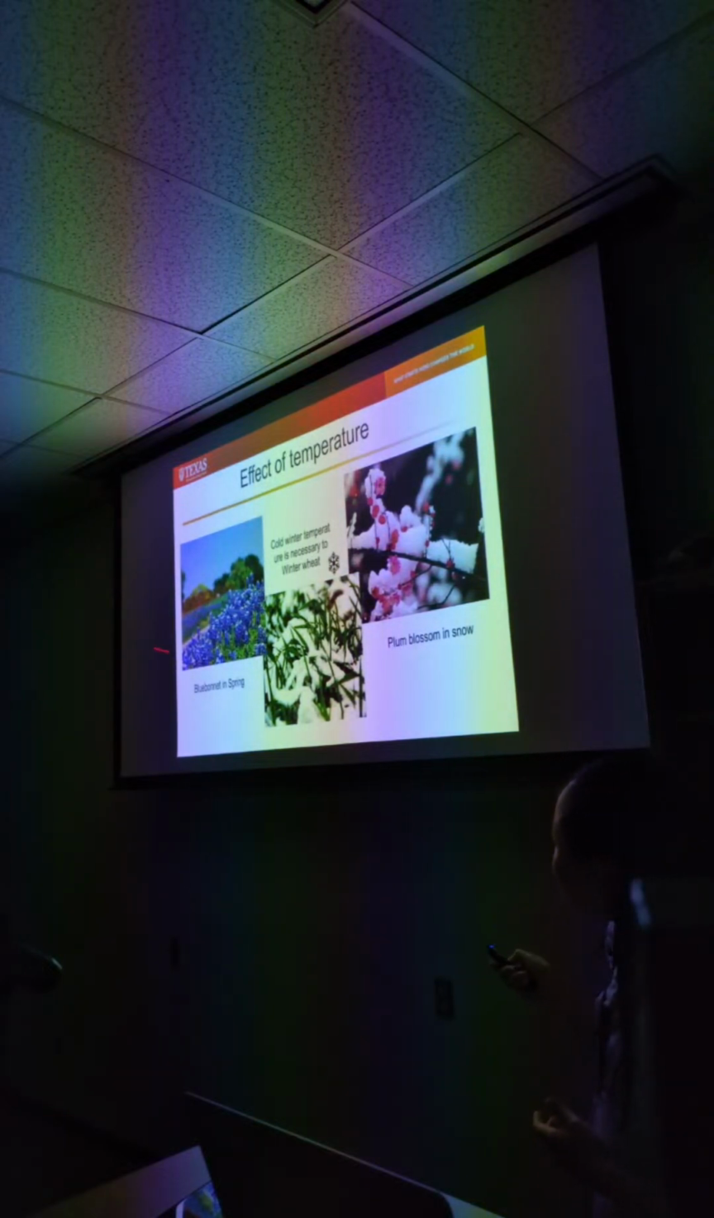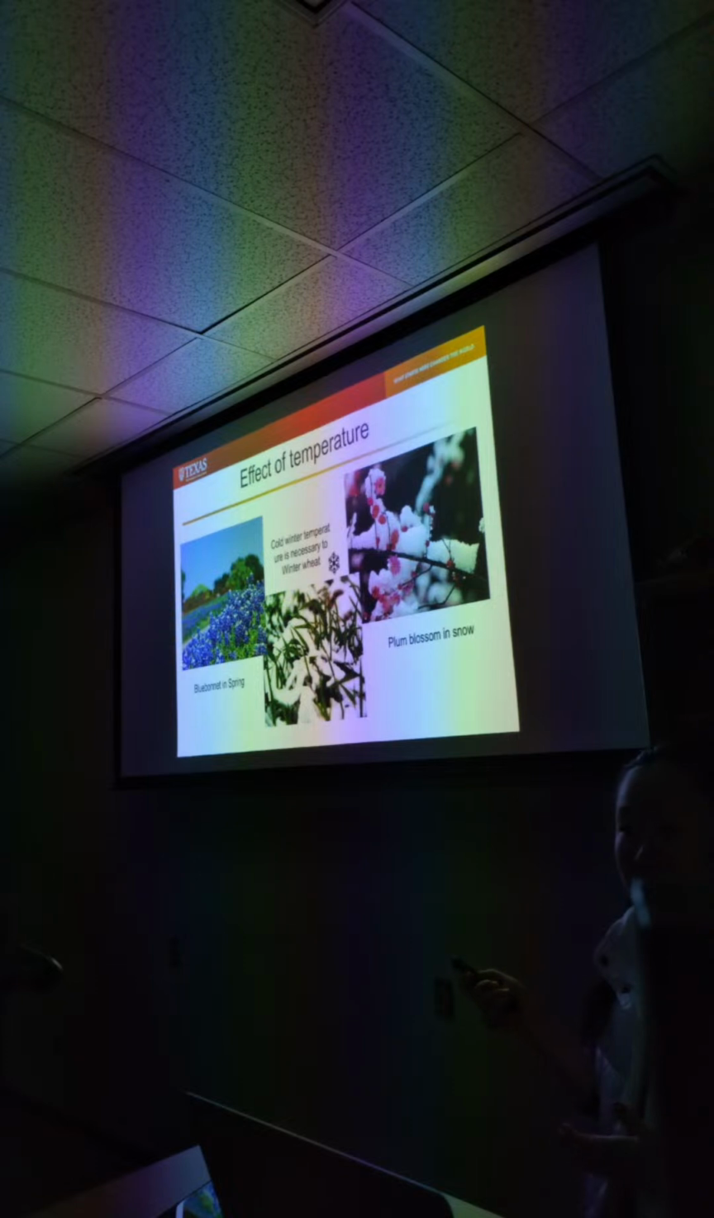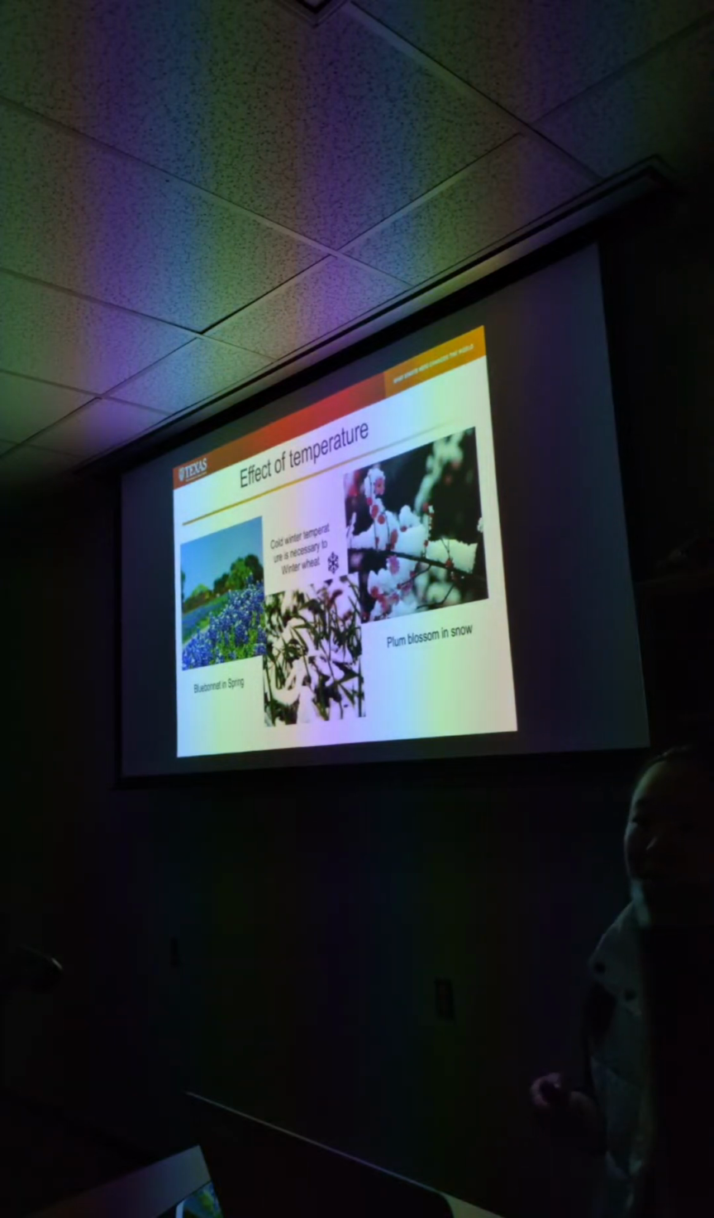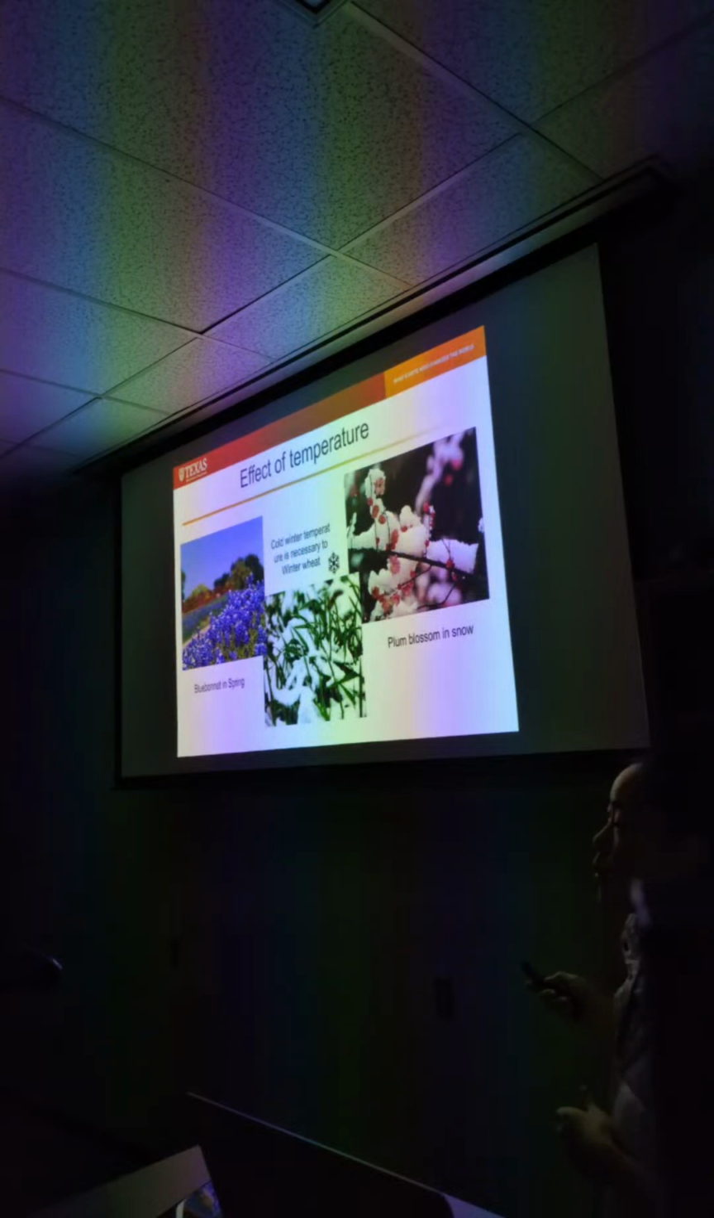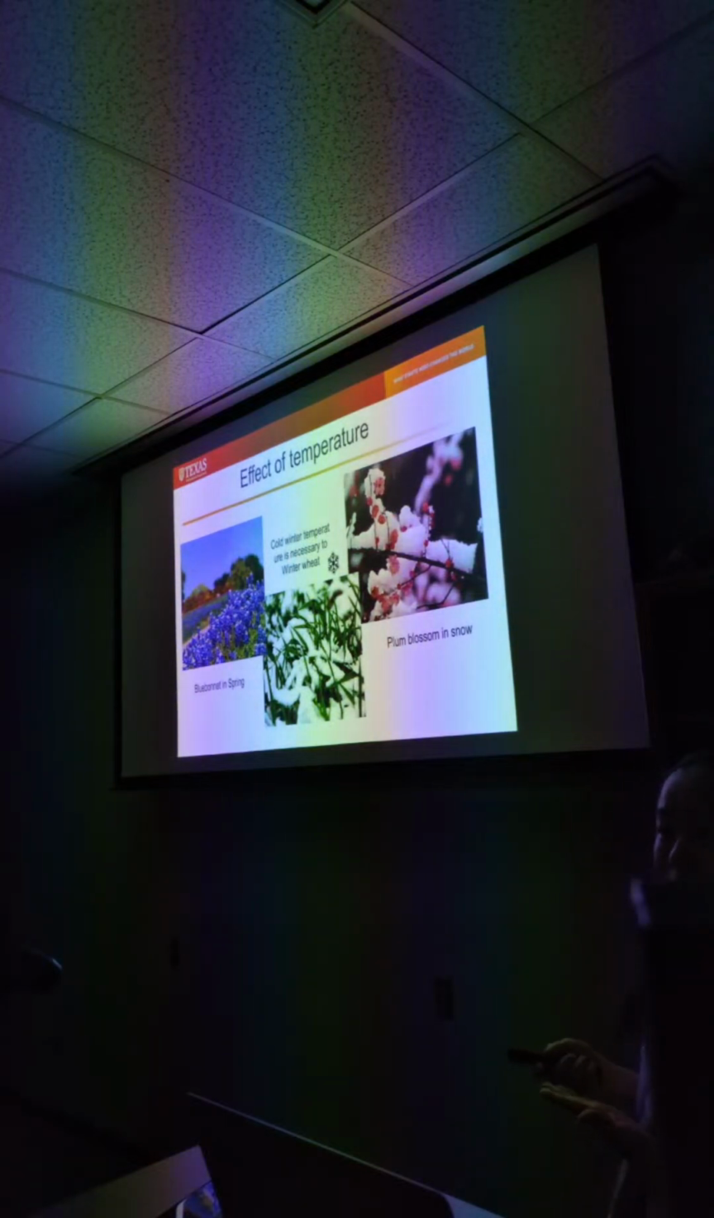Here, this is a very famous bluebonnet in Texas. You can find a lot of them in the wild, and most of the plants flower in the spring because spring has appropriate temperature. But some plants, for example, winter wheat, need the cold temperature.